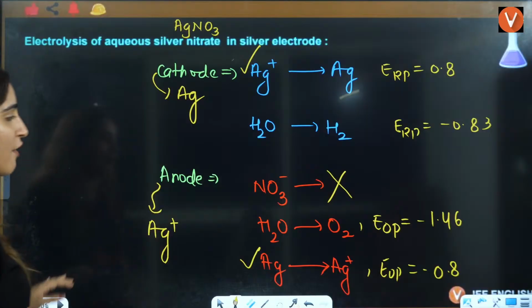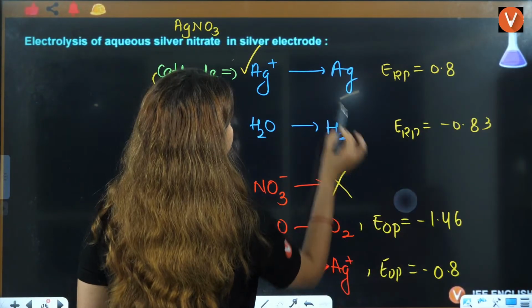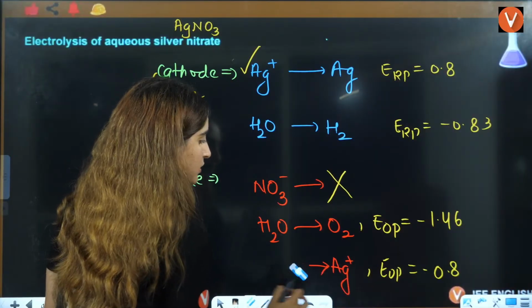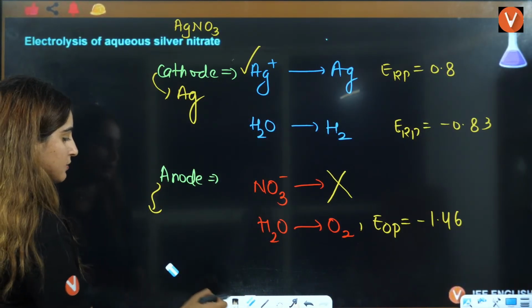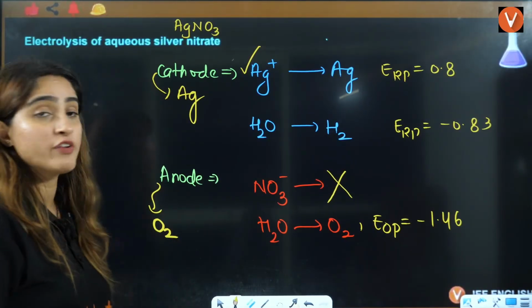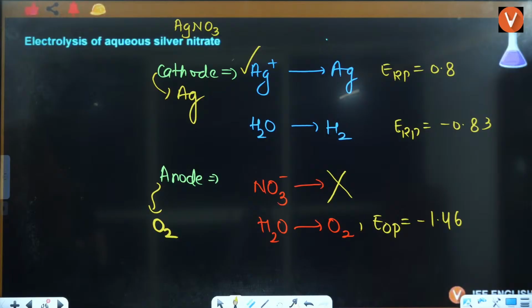If in this same case we don't have an inert electrode, then what would have happened? Then this case would not be there, so the only possibility we would have is oxygen. Then oxygen will be liberated at the anode. Okay, everybody, clear? Yes, students, is that clear?